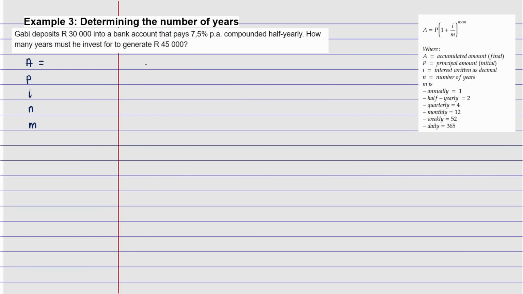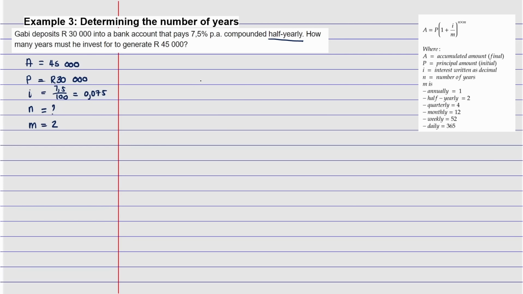So let's substitute everything we have. A is going to be 45,000, the highest amount. P is going to be 30,000. Then I is going to be 7.5 divided by 100, which is 0.075. N is what we're looking for. M is compounded half yearly, so it's going to be 2.